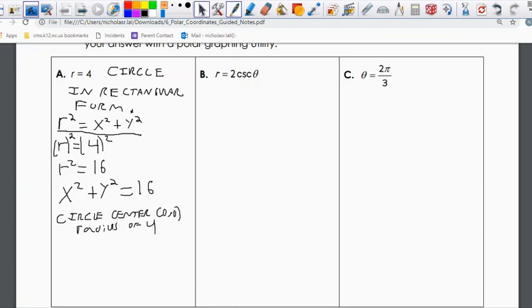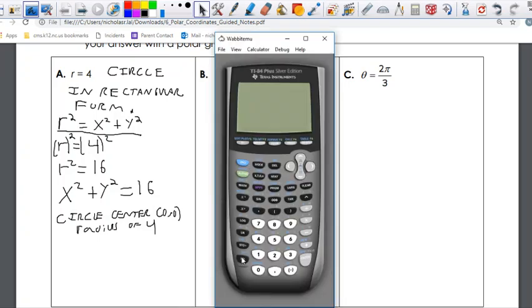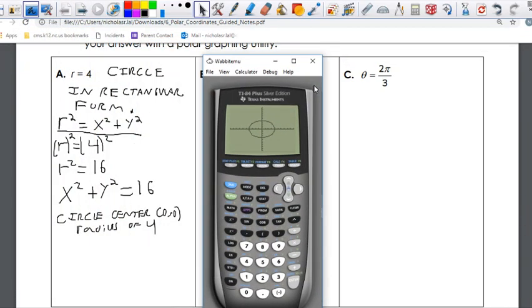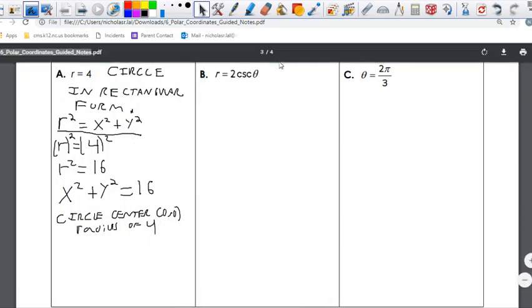Plotting this with a graphing utility. Get our calculator, turn it on, go to mode, go to polar. All right. And r, we just say r is equal to 4. And let's graph that. Well, you know, it's a circle with the radius of 4 and centered at 0, 0, shown on our graph right here. All right, so that was A.